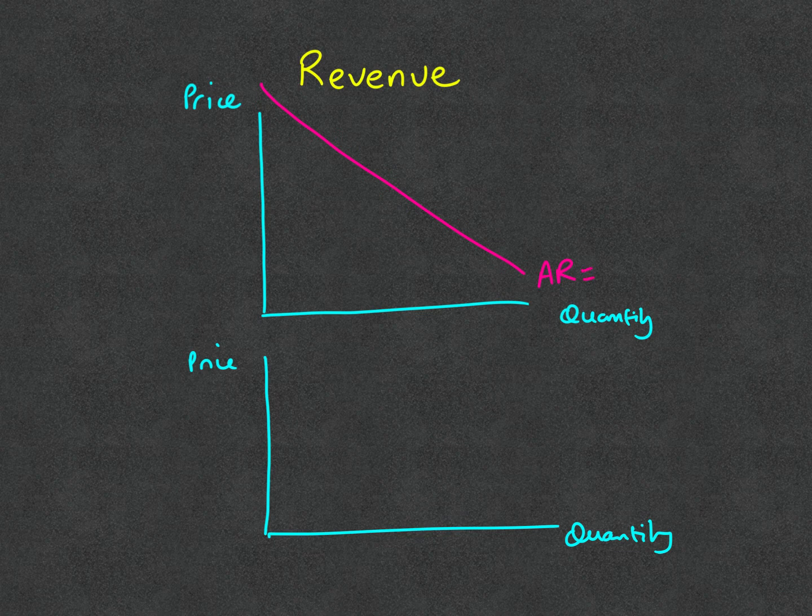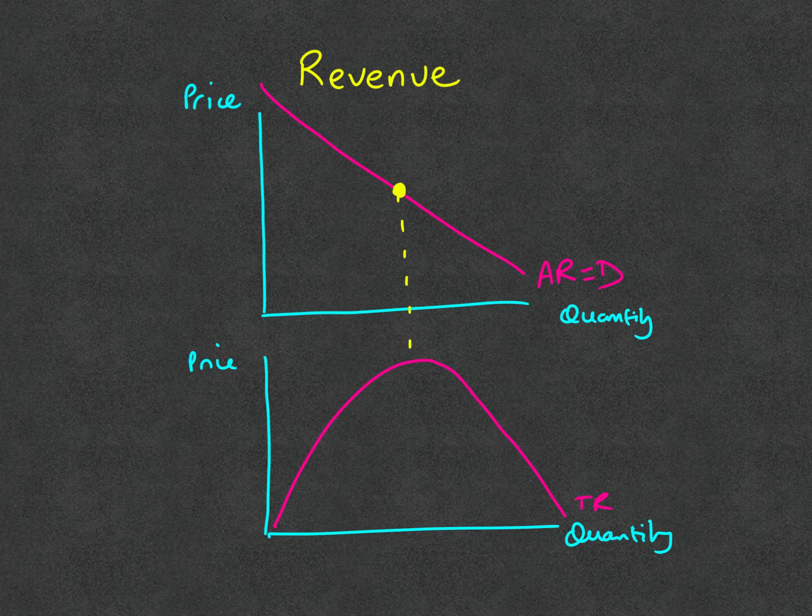Total revenue is the price times quantity sold, and therefore it tells us the amount of revenue generated by selling units at a certain price. The diagram at the bottom is the total revenue curve, which I've just drawn, and that's a curve that goes up and then comes down again.